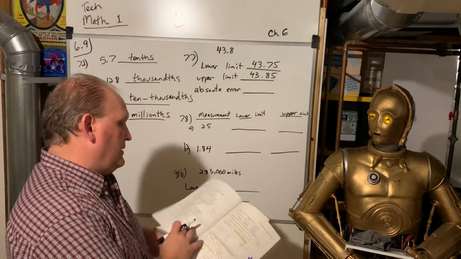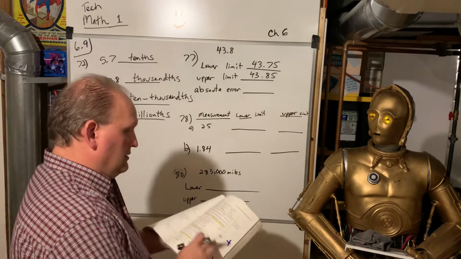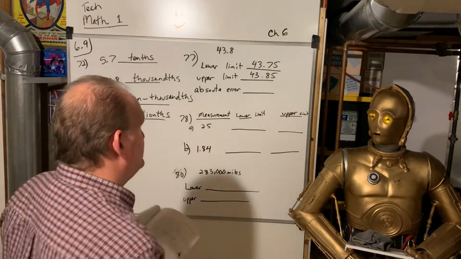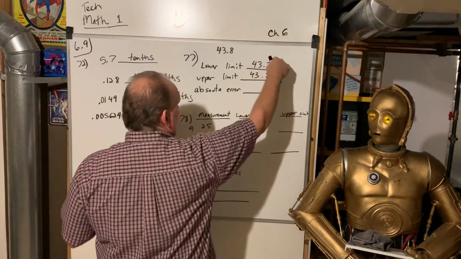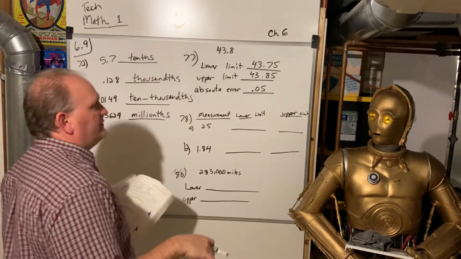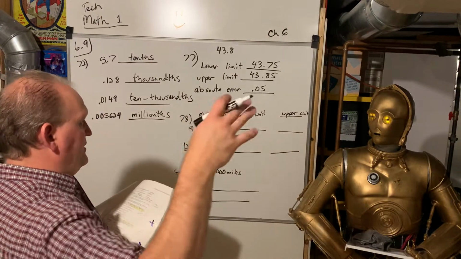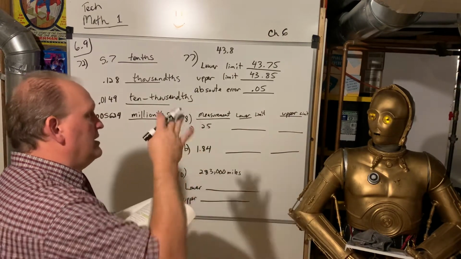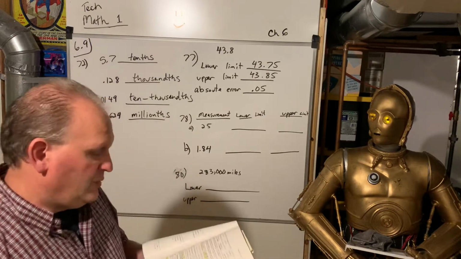And when we talk about absolute error, that's just how far from this to that. So that's 0.05. It's a nickel. So it isn't from the boundaries. It's not from the lower limit and the upper limit. It's from the number to the lower limit and the number to the upper limit. So that's why it's 0.05.